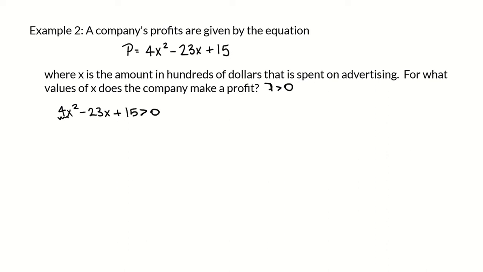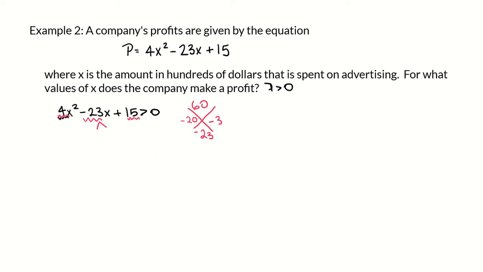The first step of factor by grouping is to multiply the x² coefficient by the constant term, so 4 times 15 is 60. Then we look for the factors of 60 that add to the middle term, which is −23. Those two factors that multiply to 60 and add to −23 are −20 and −3.